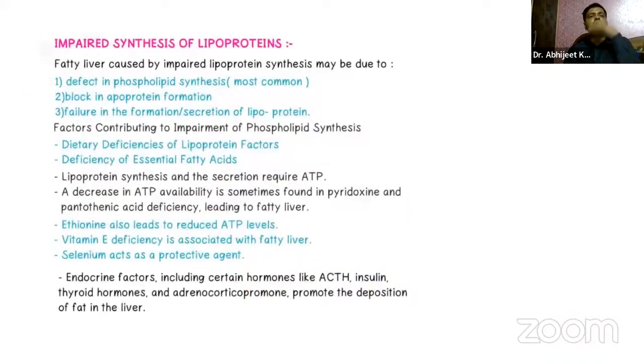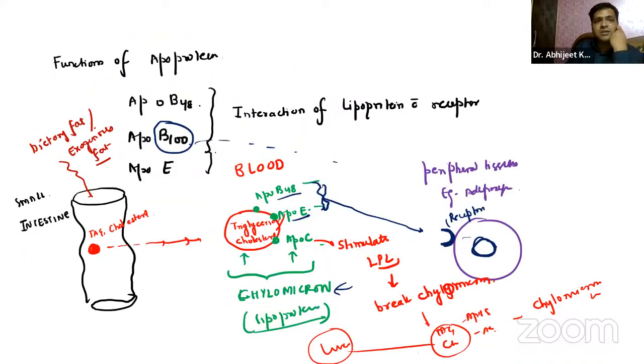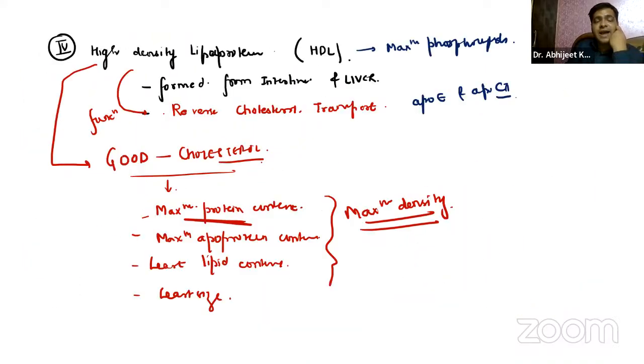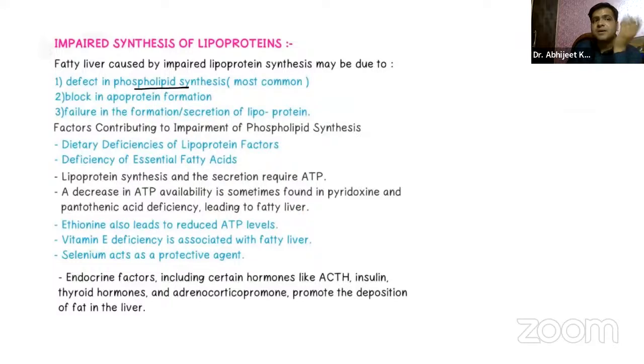Now coming on to the impaired synthesis of lipoproteins. If lipoproteins are not synthesized, it can lead to defect in the phospholipid synthesis. I already told you guys, I already just mentioned over here that the high density lipoprotein is basically derived from the maximum phospholipids. So they will be impaired or defective in the phospholipid synthesis. That is the most common reason.